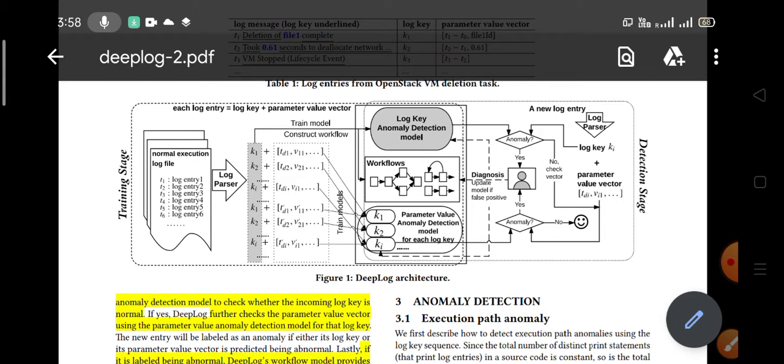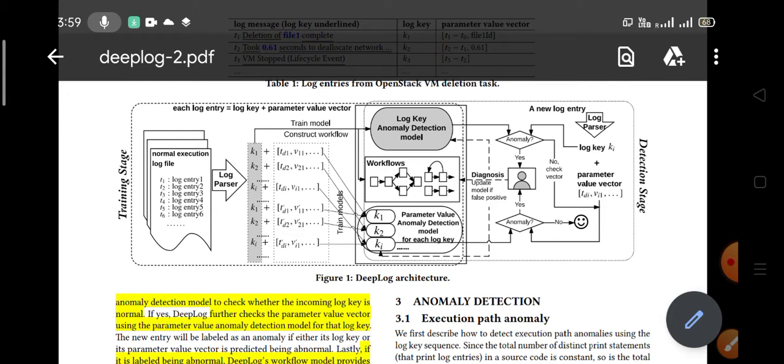And then we have two models. On the right side, in the detection stage, you can see there is a new log entry, and again we apply the same log parser to the log entry and divide it into a structured form, that means log key plus parameter vector. The log key is given into the log key detector. Once the test log key is received, it will find out and tell if there is an anomaly. Like that, the parameter value vector is given into the parameter anomaly detection model, which also tells about the anomalous parameter.